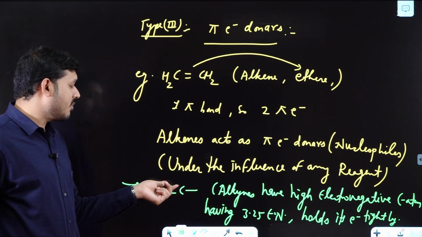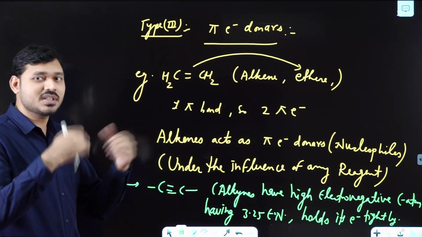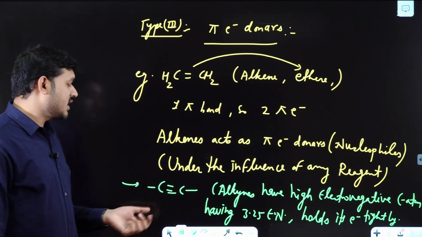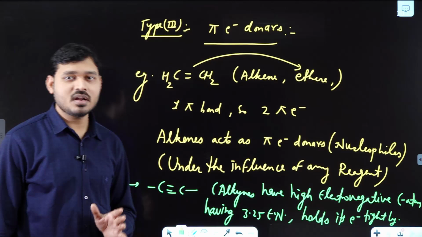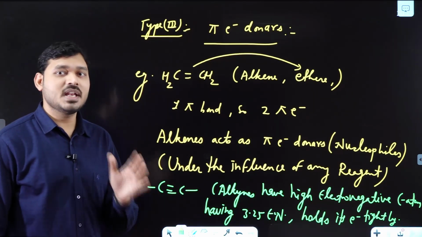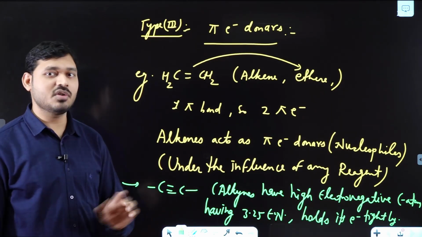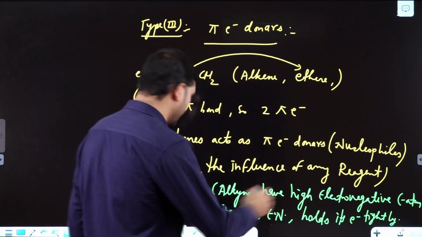So the pi bonded electrons are attracted towards each other. Okay, it holds its electrons and does not donate. Now the question arises whether they are reactive or not. So yes, remember, alkynes show many reactions very similar to alkenes, but they never behave as a nucleophile. Okay, so you can note it down.